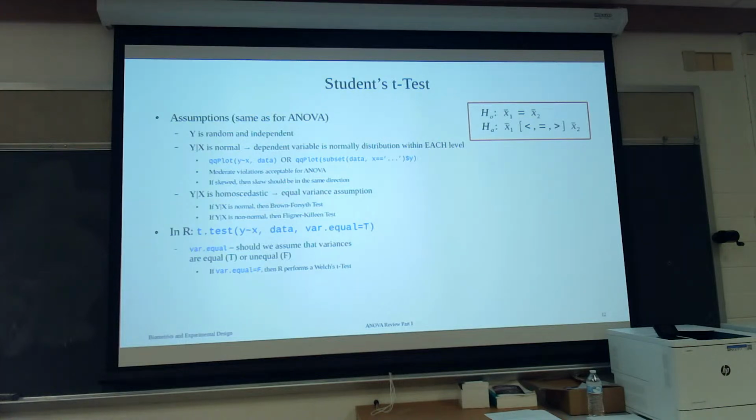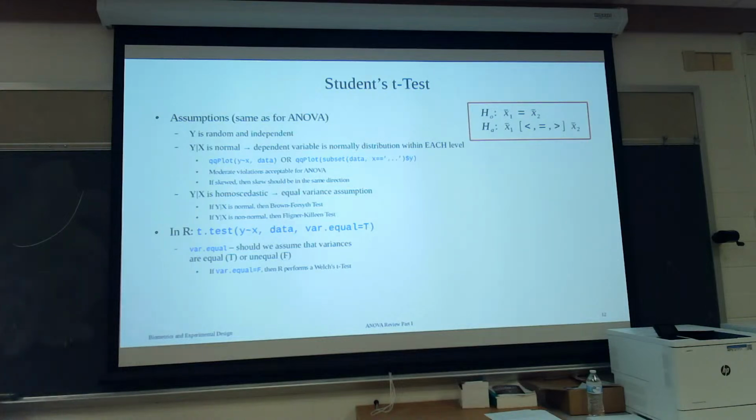If we're skewed, then both should be skewed in the same direction. So when we do our qqplot, if we have a curve that goes up, say like this, then the other group should be the same way. It should have the same shape. If they don't, if they're opposite shapes, you can't do it. You can't make that comparison.